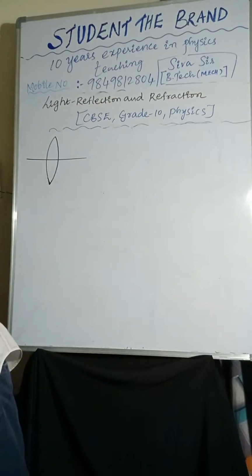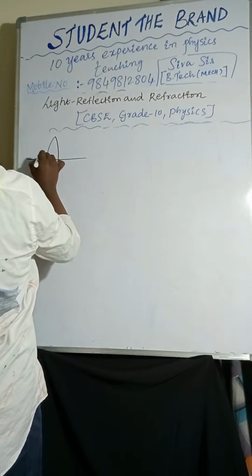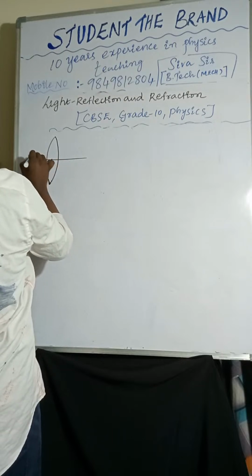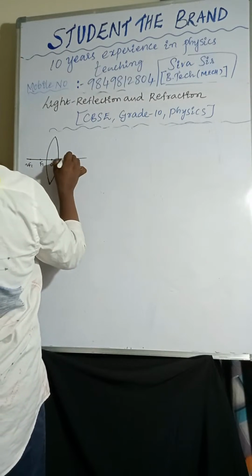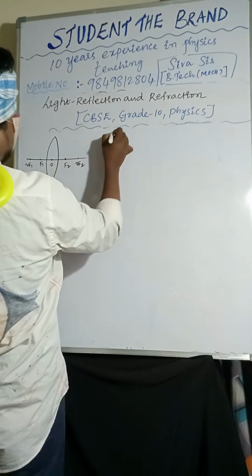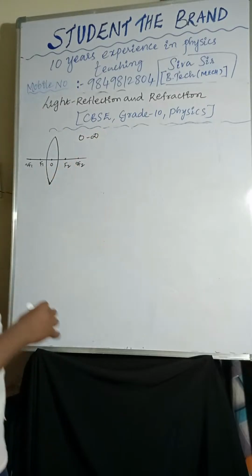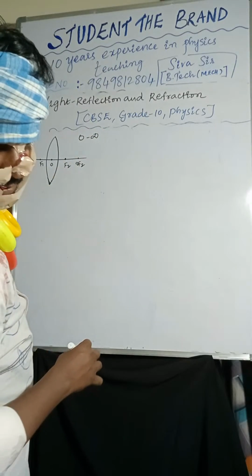So I'm taking now convex lens. Optic center, F1, 2F1, F2, 2F2. Object is at infinity. So how many light rays are required to form the image of the object?